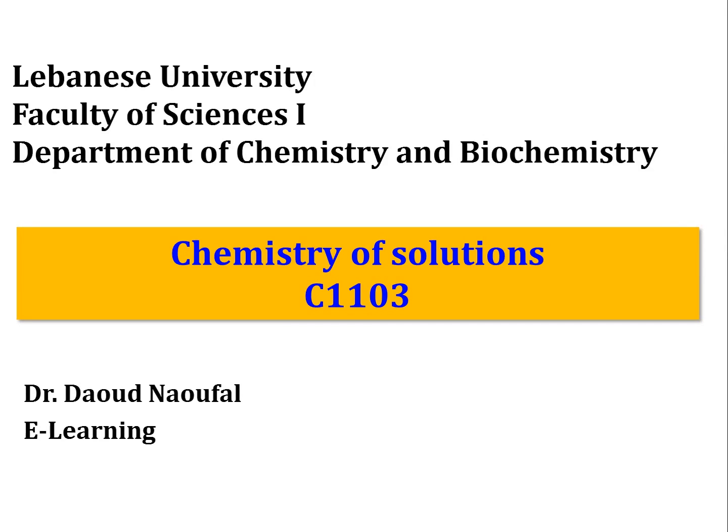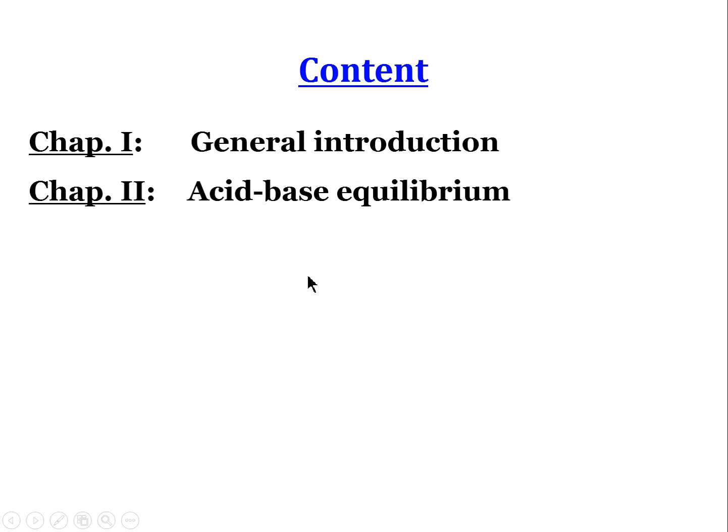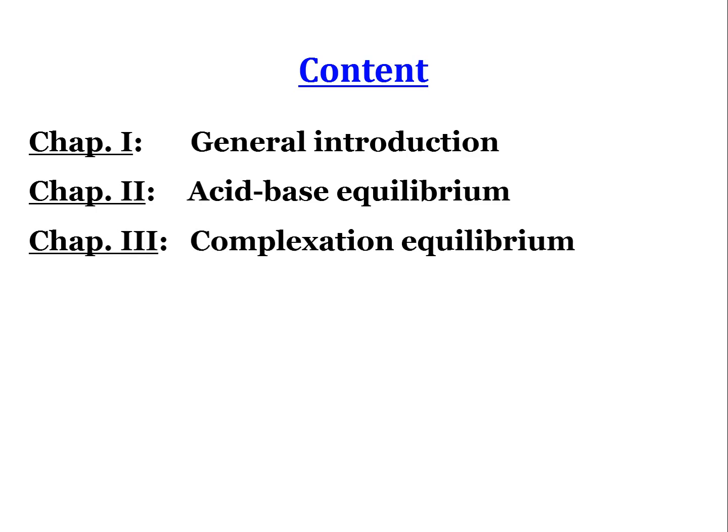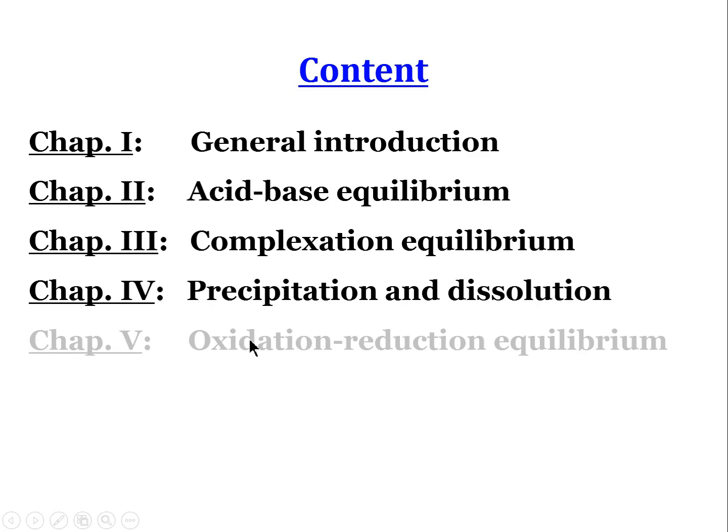Students, we will start the e-learning of our course, Chemistry of Solution. In this course, we will study in Chapter 1, the general introduction, in Chapter 2, the acid-base equilibrium, in Chapter 3, the complexation reaction equilibrium, in Chapter 4, the precipitation and the dissolution equilibrium, and in Chapter 5, the oxidation reduction equilibrium.